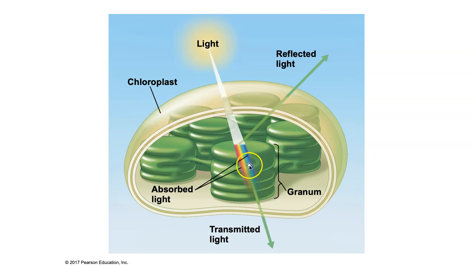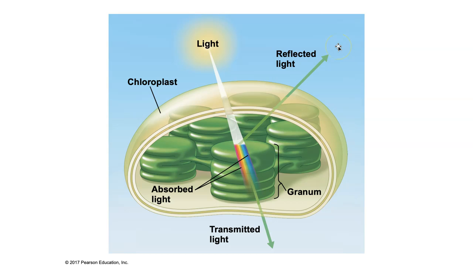The pigments that are present in here are able to absorb that light. And we have different pigments which are able to absorb different wavelengths of light. Anything that's absorbed, obviously, is absorbed, and they use that energy. If it's not absorbed, that energy is either transmitted right through it or it is bounced off and reflected off.